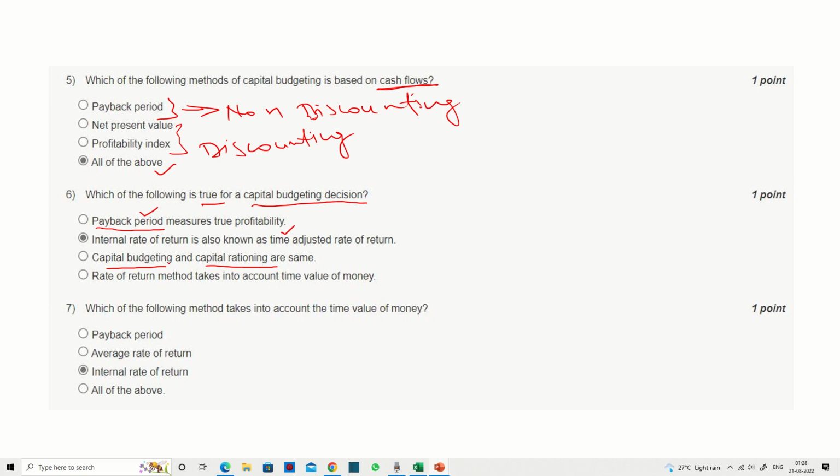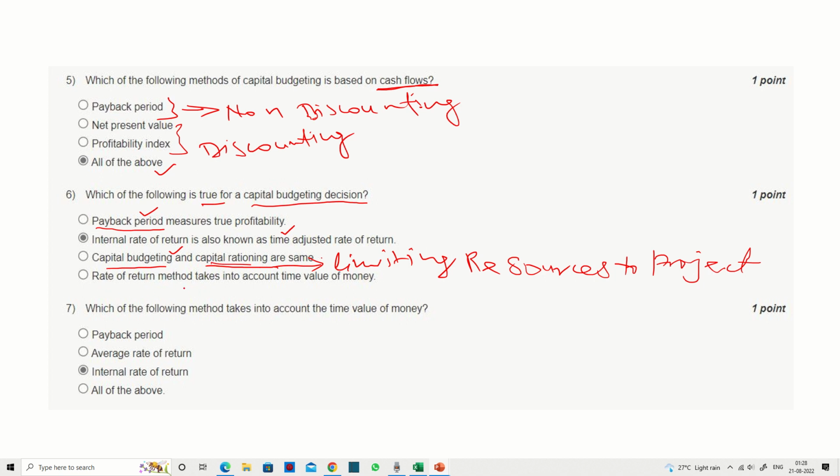Similarly, capital budgeting and capital rationing are not the same. Capital budgeting is a decision making process, while capital rationing refers to limiting resources to a project. This resource may be money, human resources, time, or any other thing, and thus this is not the correct answer.